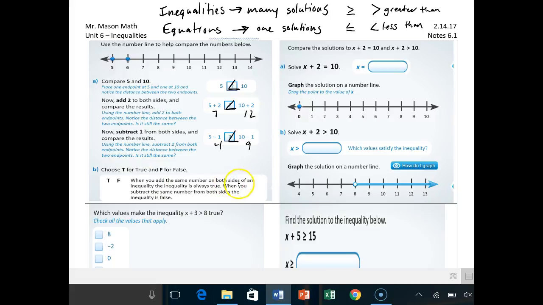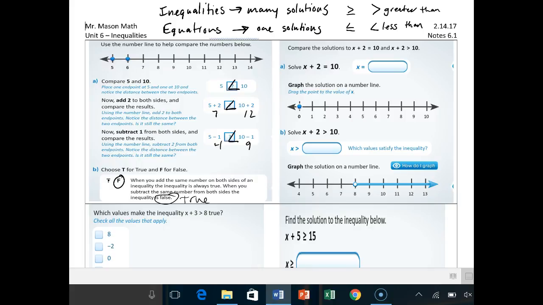So when you add the same number on both sides of an inequality, it's always true. When you subtract the same number from both sides, the inequality is false. No, it's actually true. So read this statement carefully. Yours might be worded differently. Yours might say, when you add or subtract, the statement is always true, then that would be a true statement.